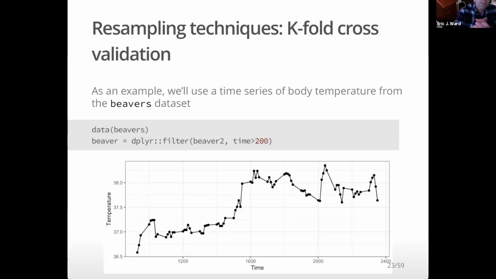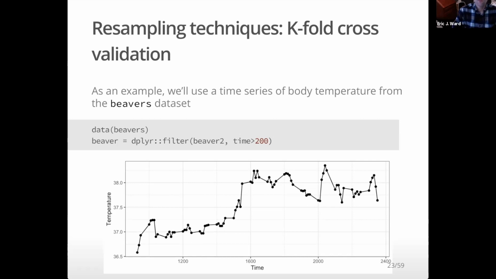To illustrate an example of this, there's a data set in R that's publicly available called the beaver data set. Some biologists put temperature loggers on 2 beavers over the span of a week, and these are body temperature measurements taken at irregular intervals. This is just using a subset of the data, the temperature from one of those animals over a 12-hour period, and we want to use k-fold cross-validation to look at predicting temperature.